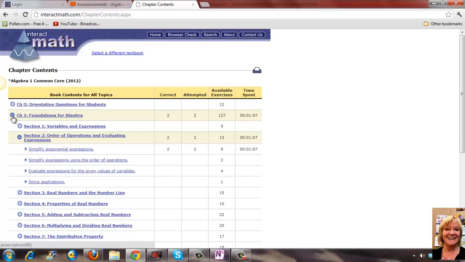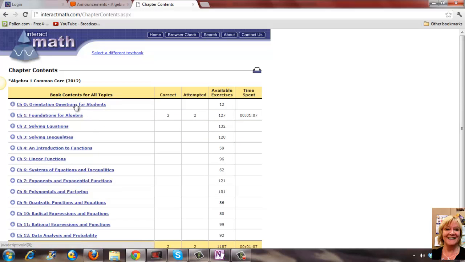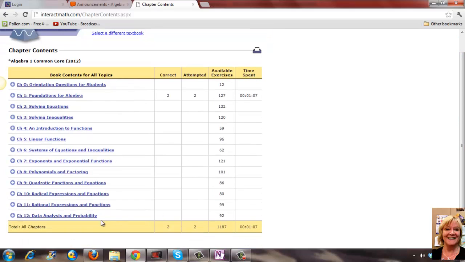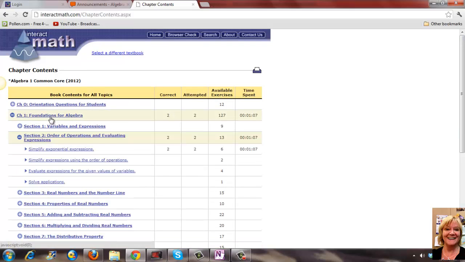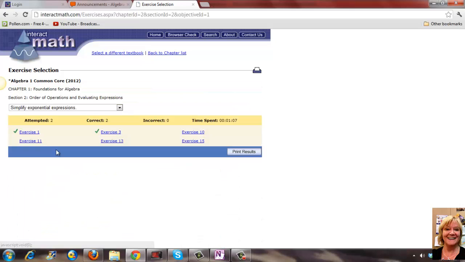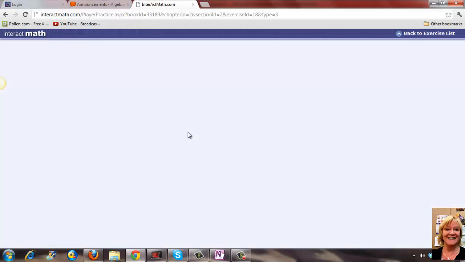Okay, when you first get into this, you'll see that they've got all of these different chapters that you can use. And it goes all the way to chapter 12 at the bottom. That's really neat. Okay, so you want to click on Chapter 1, and then you'll see in Section 2, which we're at, Simplify, click on Simplify Exponential Expressions. You can see that I've already done 2 of these. So what I'm going to do is click on the next exercise that I haven't done.